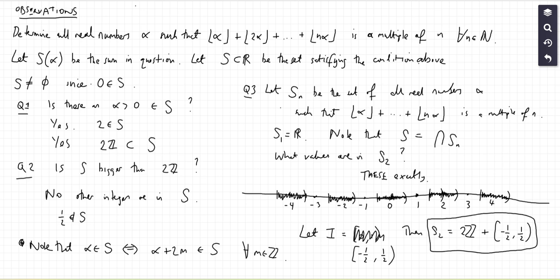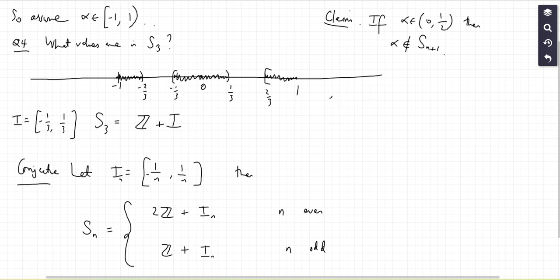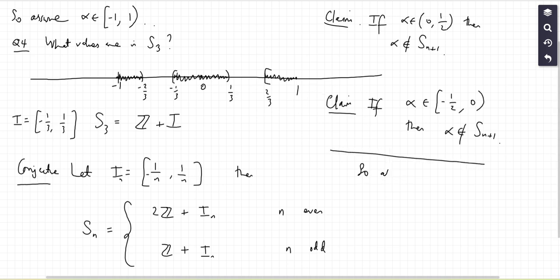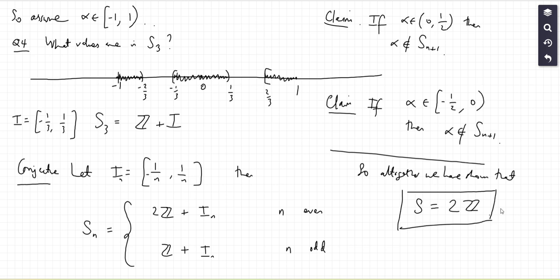Okay, so we'll just store that here. Another claim, which we've proven, is if alpha is in this interval, then alpha is not in S_{n+1} as well. So altogether we have shown that S is equal to 2Z. And that's it. So I think what I'll do next time is I'll probably just go through and check that and then try and write up our argument. But I think we've got the result.